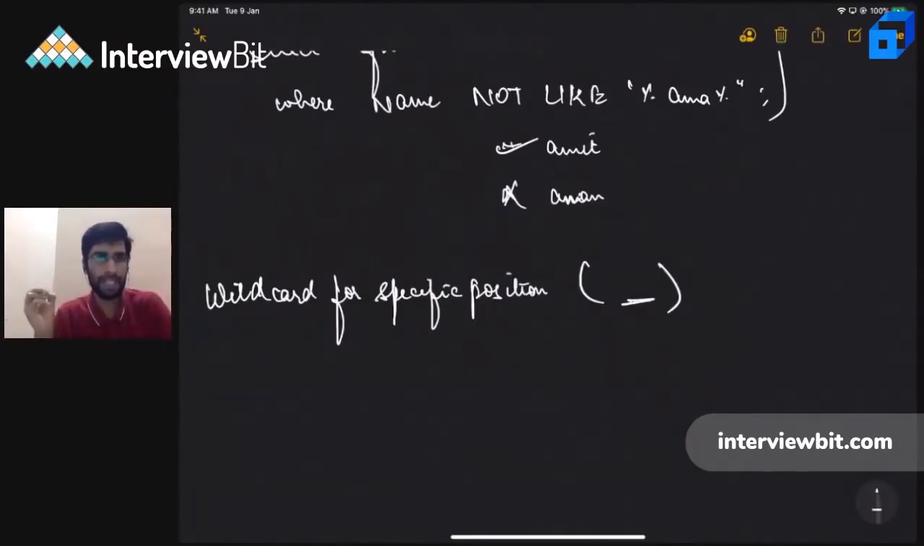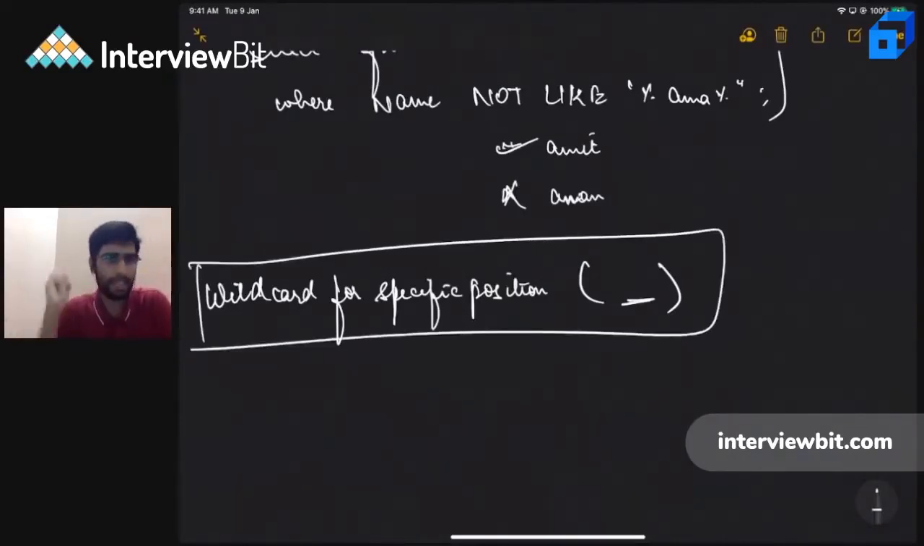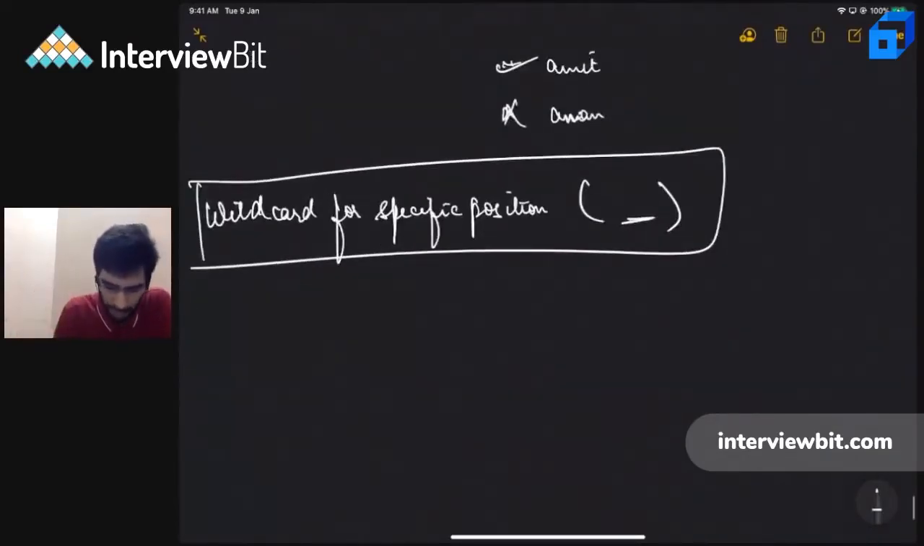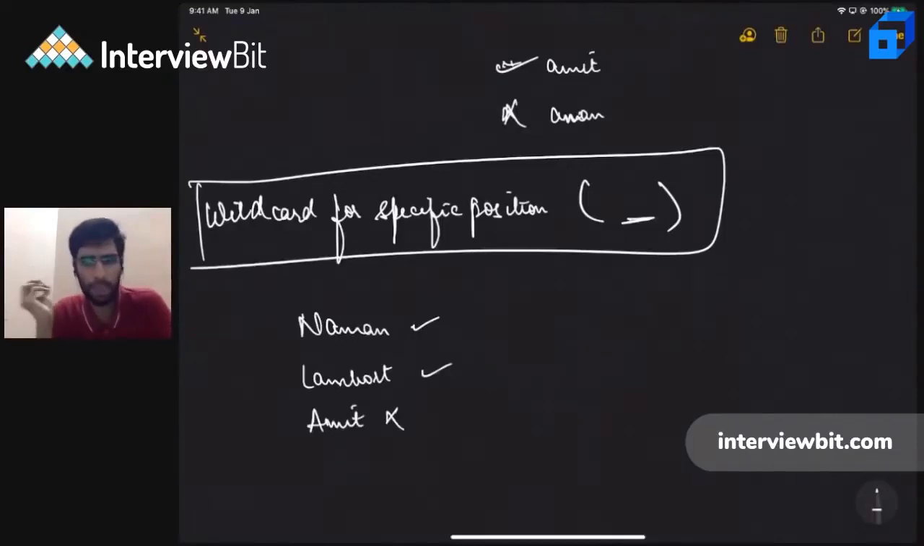Okay, what it says, suppose I want you to find all those students whose name has, let us say, M as the third character. Anything else can be anything else. So I want to return Naman, and let us say there is something called Lambot. I need to return this as well, but I don't need to return Amit. Suppose this is what I want to return.